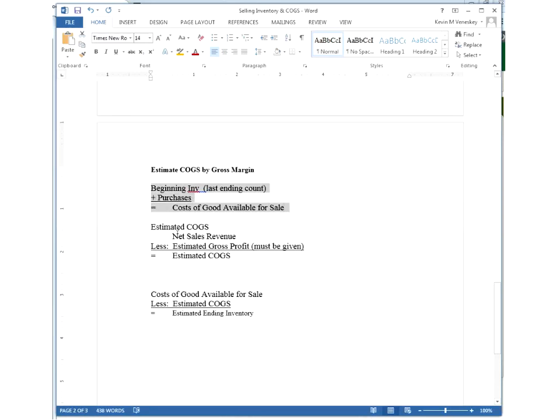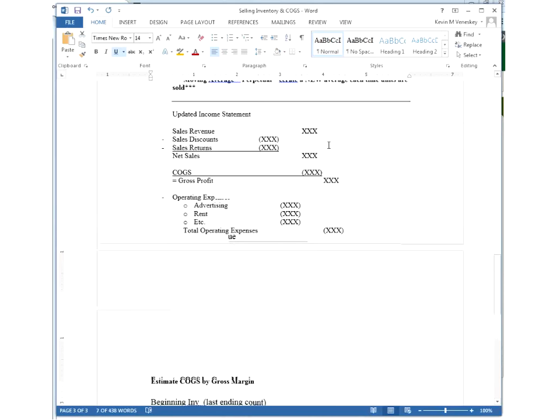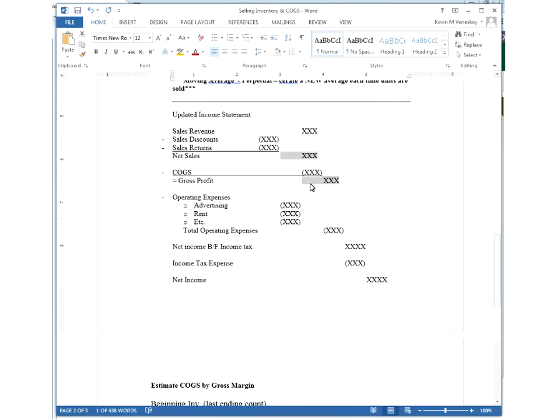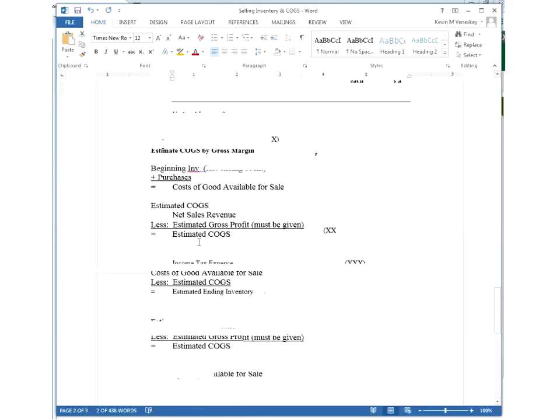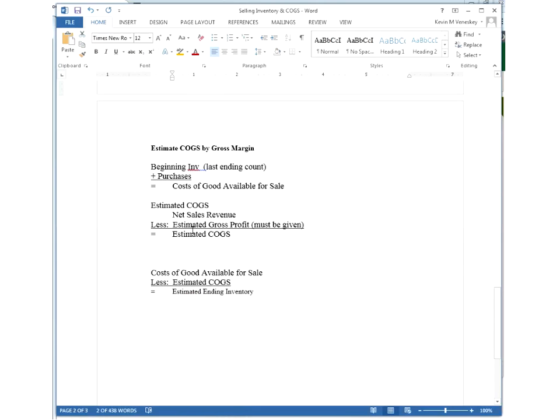And let me just quickly go through this. This is the beginning of the old formula that we looked at, where we had beginning inventory plus purchases. Tells me how much stuff I have available for sale. That part didn't change. The only part that did change is saying what's my sales revenue less my estimated gross profit. So if I know this number and I know this number, I can easily figure out what this middle number is. And that's what it's doing here. It's just looking at the equation a little bit differently, looking at the income statement to determine what our estimate cost of goods sold is.